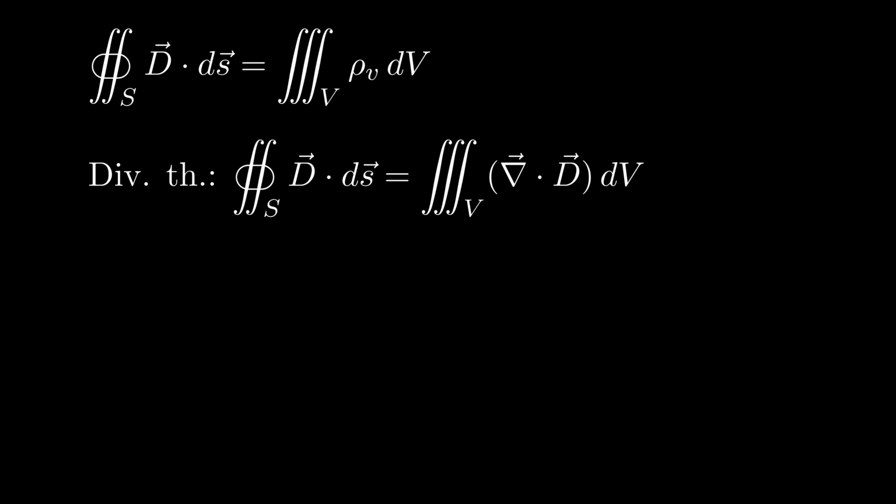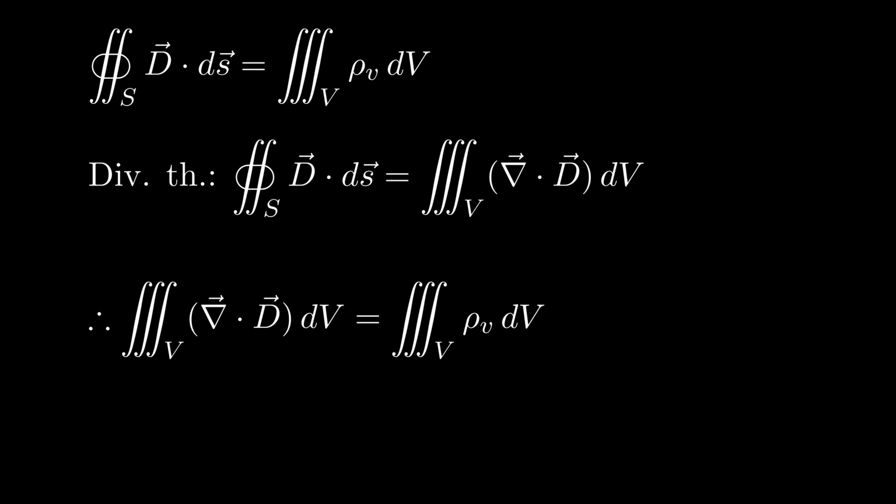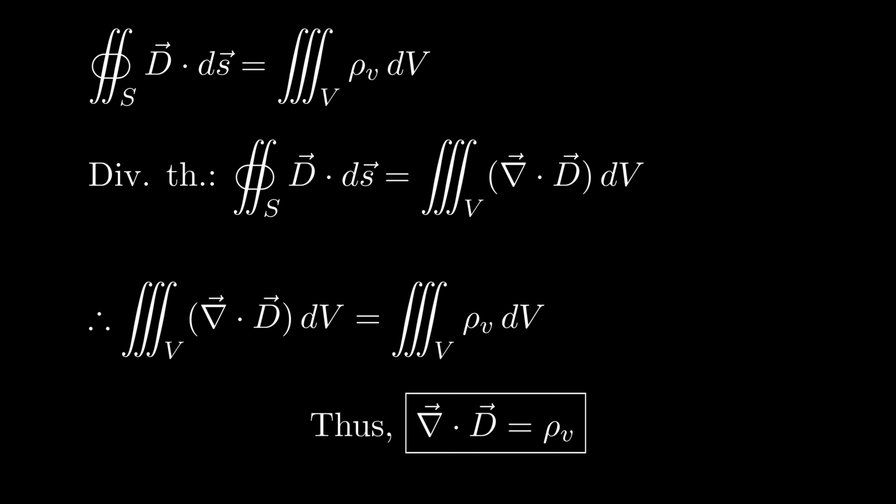Now, once again, v is denoting that the integration is taking place over the volume enclosed by the surface S. Thus, we have that the volume integral of the divergence of D is equal to the volume integral of the volumetric charge density rho v. But since this is an identity, we can say that the divergence of D is equal to the volume charge density rho v. This is Maxwell's first equation, also known as Gauss's law for electrostatics. Remember, this law is true for both static fields as well as time varying fields.